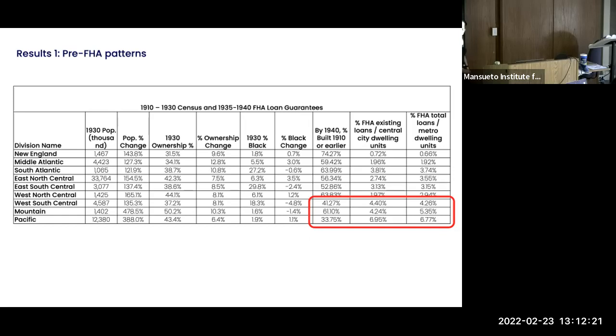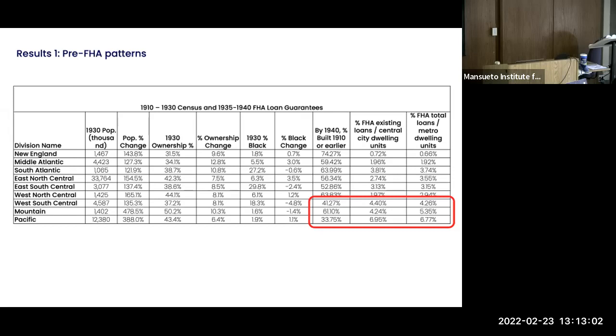That makes sense. Sorry, I have another clarification question. Sure. It's on the two rightmost variables, percent FHA existing loan. Is percent meaning the fraction, or is it percent all in the numerator? I don't quite understand how to interpret the variable. Sorry, this is maybe not the clearest description. This is the volume, the number of FHA guarantees that they made for existing loans in this area divided by the volume of the total number of dwelling units. So it's the number divided by the number.